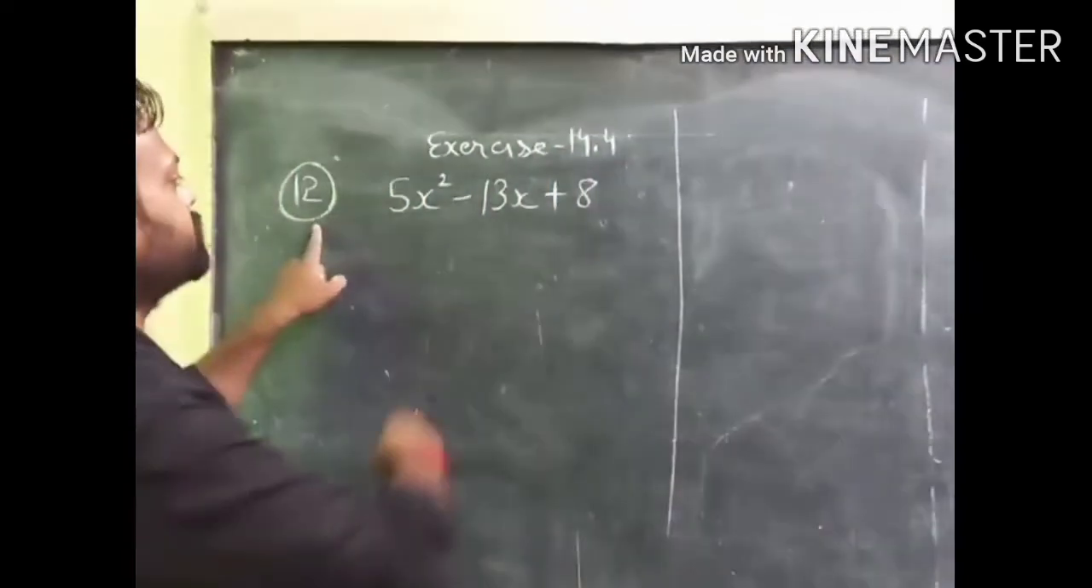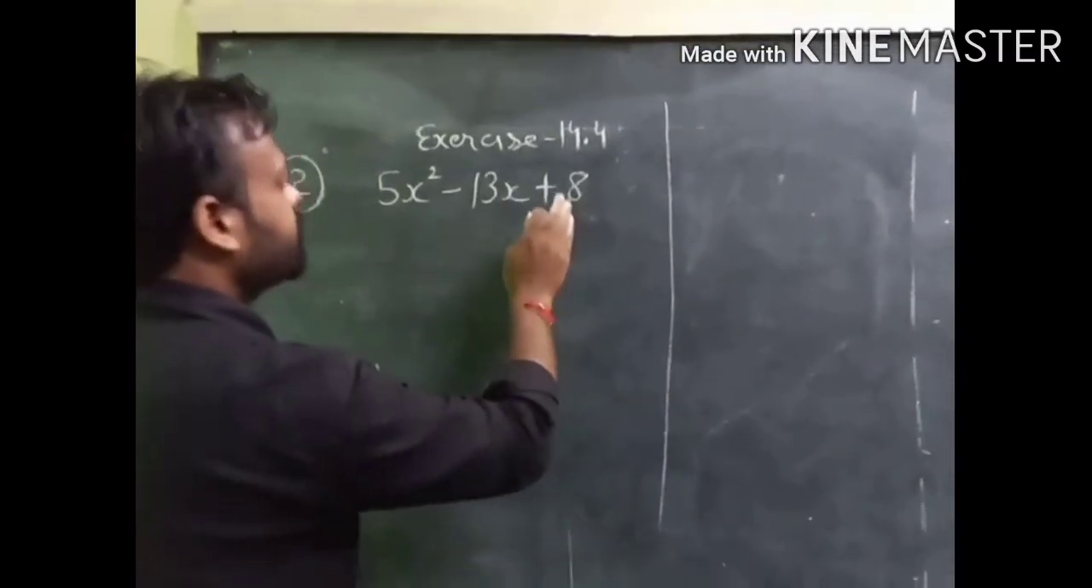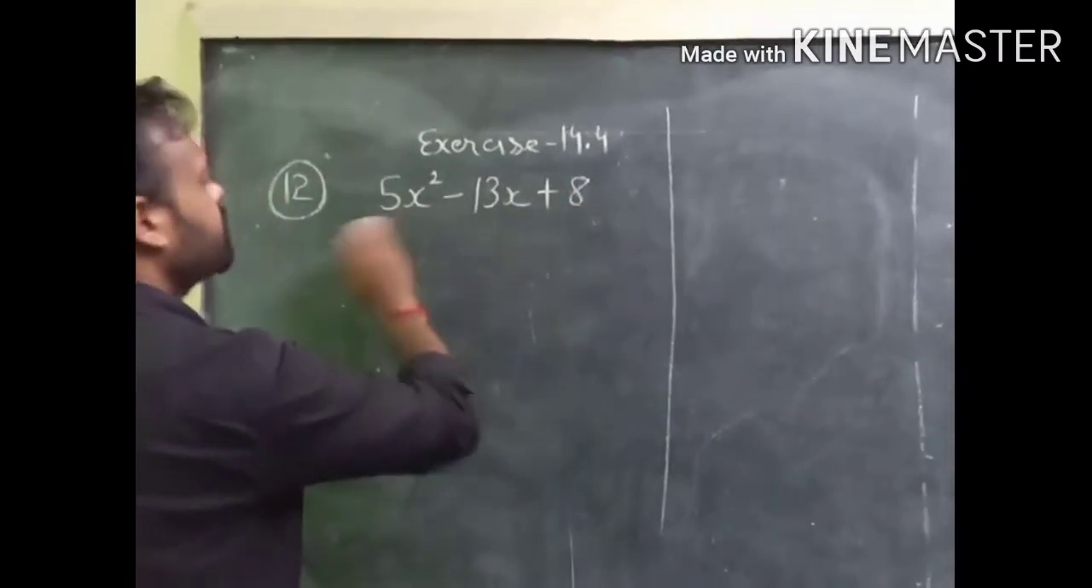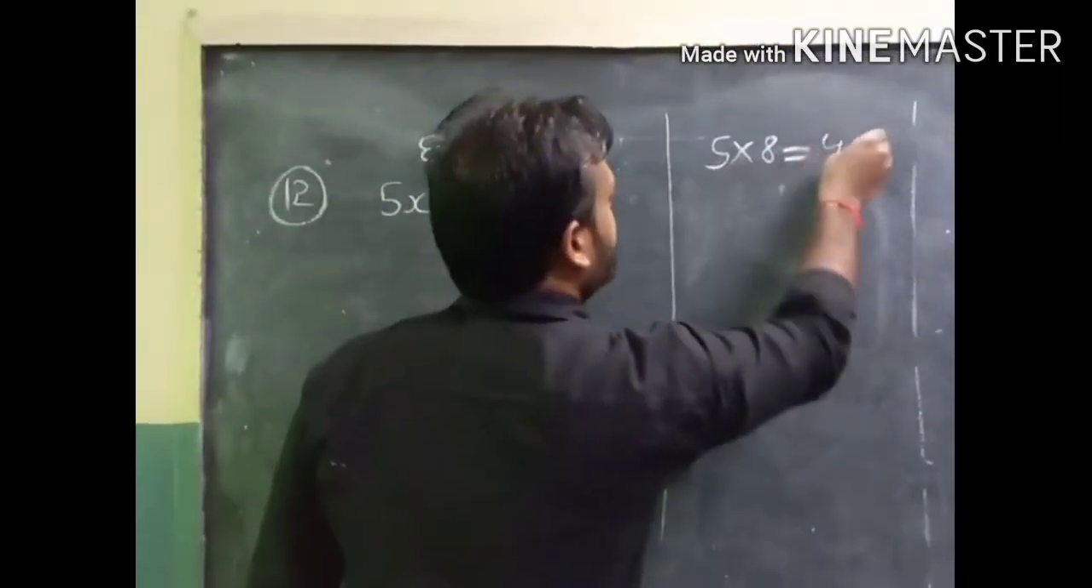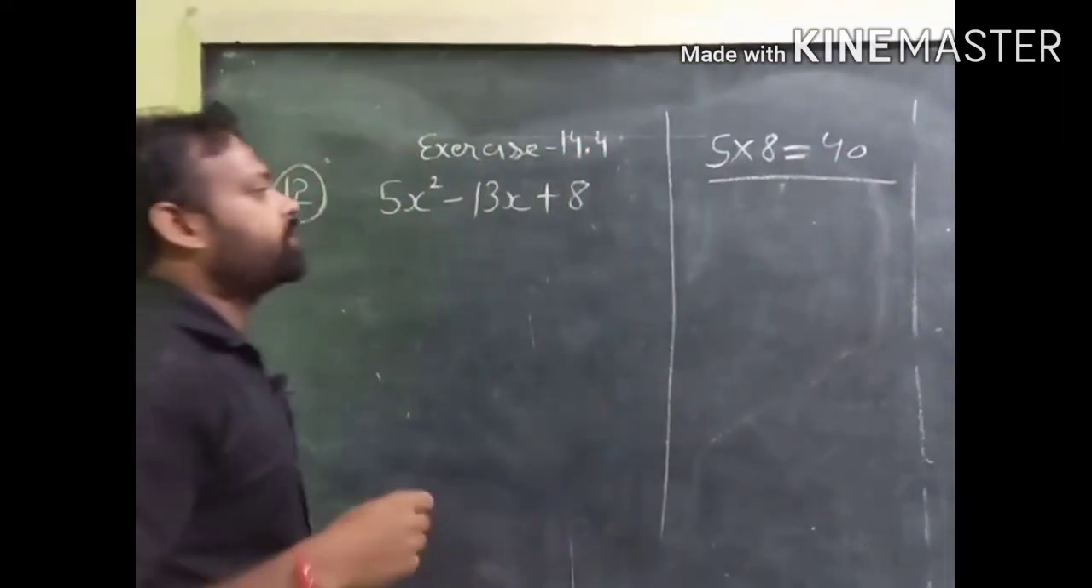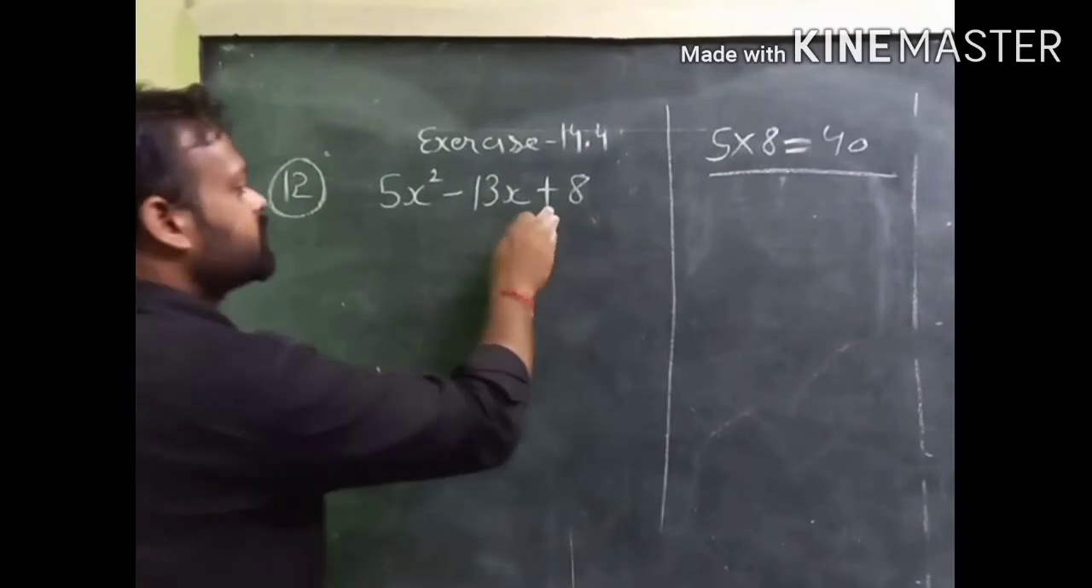Here this is 12th sum. In this case again we have to multiply first of all this 8 with this 5. So you do this one in the rough work. So 8 5s are 40. Now this time we are getting this 40. So now you can see here is a sign of plus.